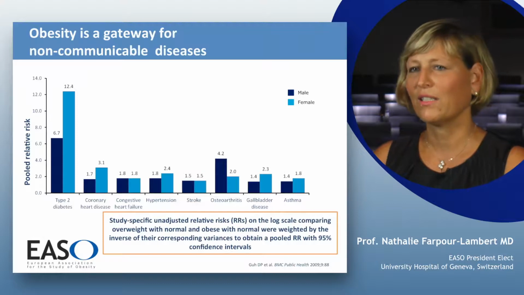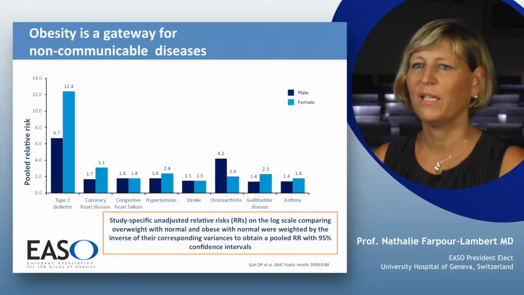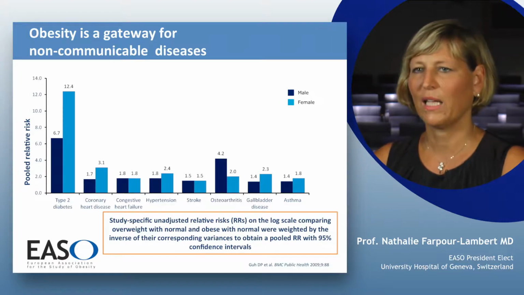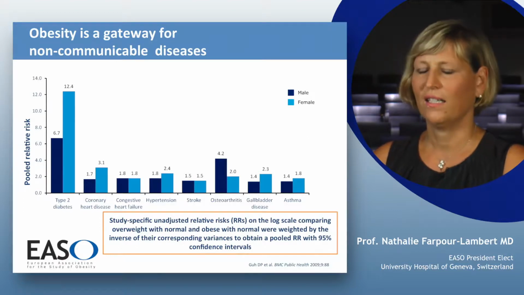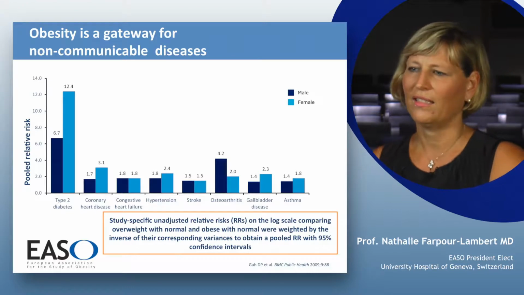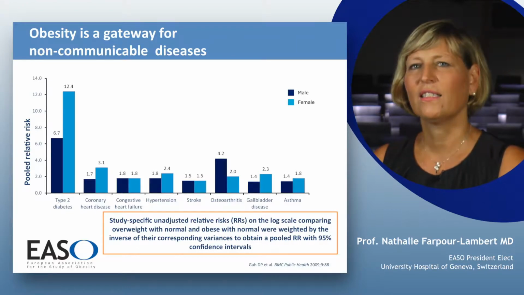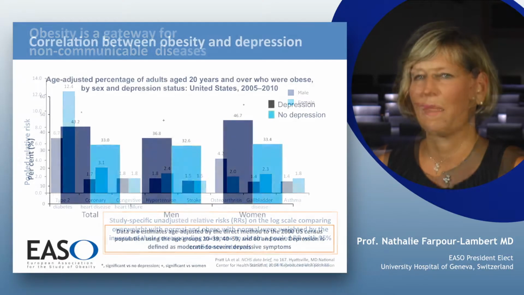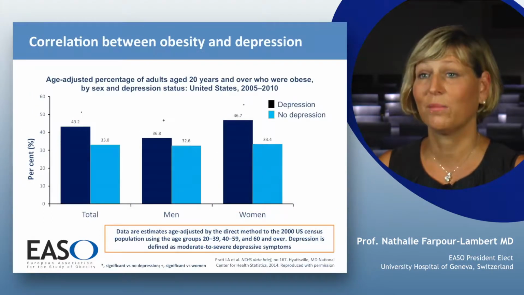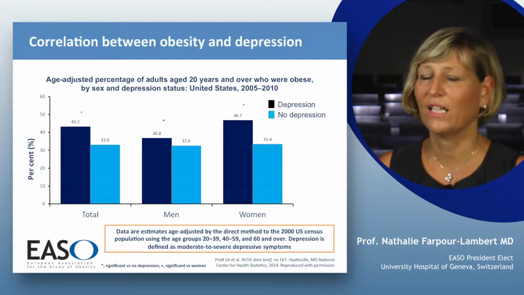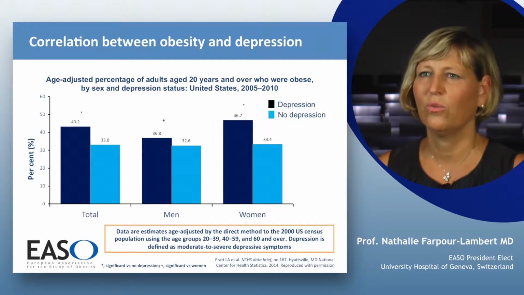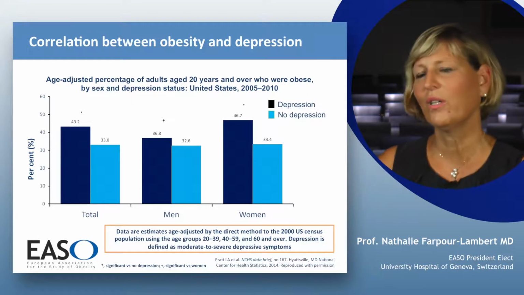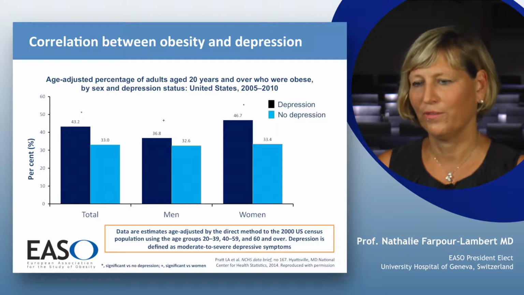The relative risk of developing type 2 diabetes, cardiovascular disease, as well as some cancer, osteoarthritis, depression, asthma, and stroke is increased in the population with obesity. Obesity is also associated with depression. On this slide, we can see an increased risk of having depression when being obese compared to a non-obese population.